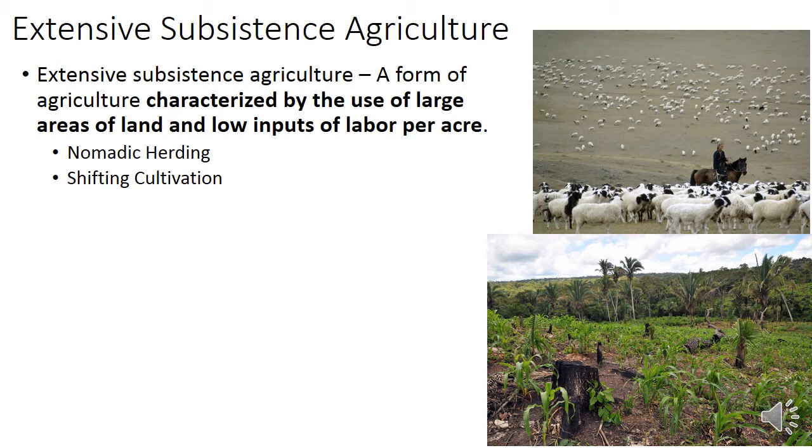Those are the forms of agriculture we're going to be looking at, where in addition to simply using lots of land, that land is going to feed relatively few people, right? It's subsistence agriculture. It's feeding the farmer and their family for the most part.